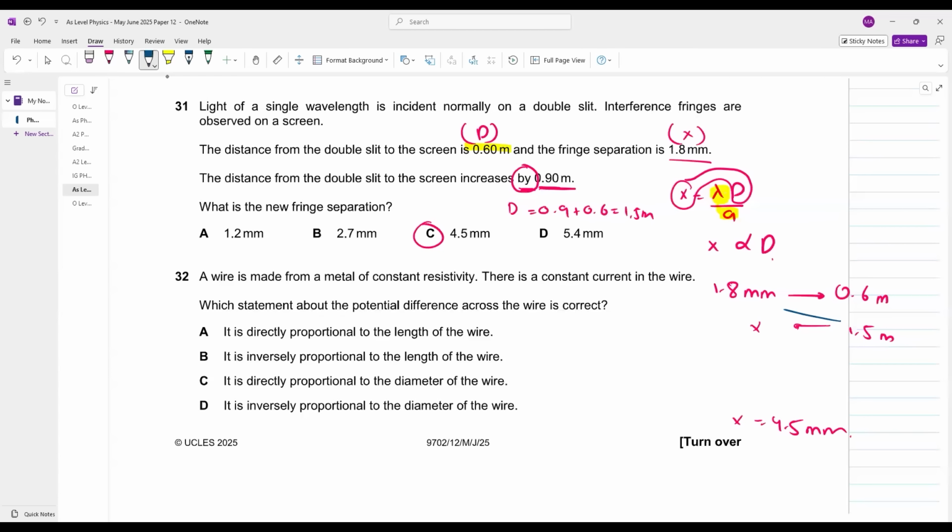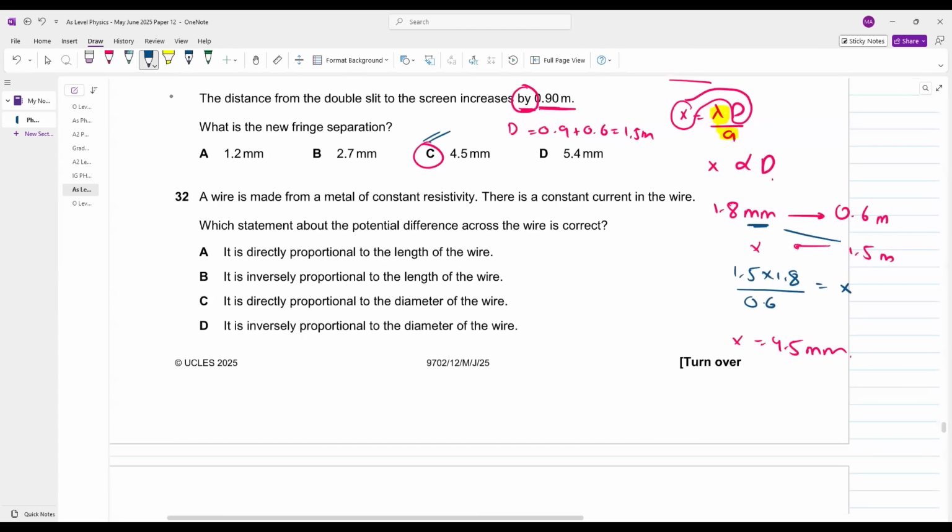I multiplied 1.5 by 1.8 divided by 0.6 is equal to your value. Sir, आपने units क्यों नहीं change किए, millimeter और meter को? ठीक है, why didn't you change millimeter into meters? Because I want my final answer of X to be in millimeter. That's why I didn't change the unit. X comes out to be 4.5 millimeters.